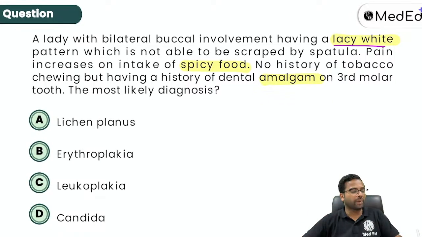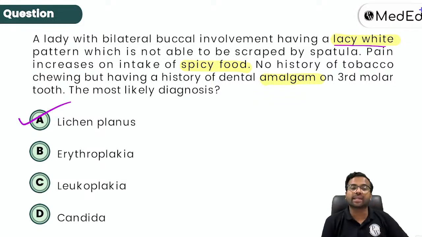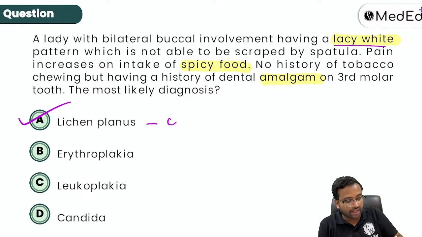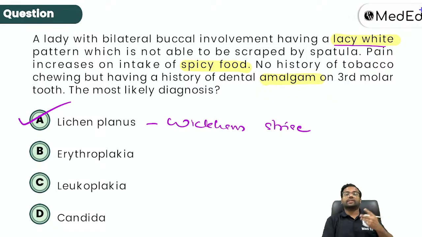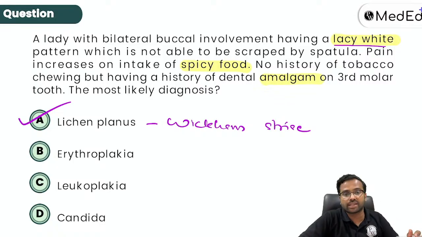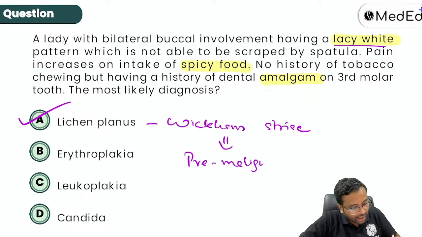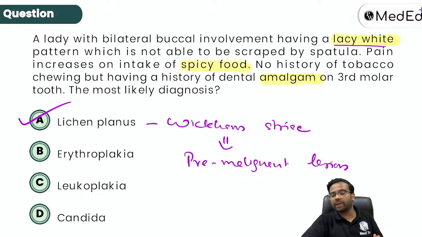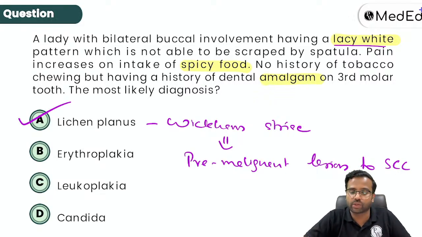Yes. So why are many of you coming up with an answer like lichen planus? Because this white lacy pattern that you can see is called Wickham's striae. This finding in the disease called lichen planus is very important, because it is a pre-malignant lesion. It is going to be pre-malignant to squamous cell carcinoma.